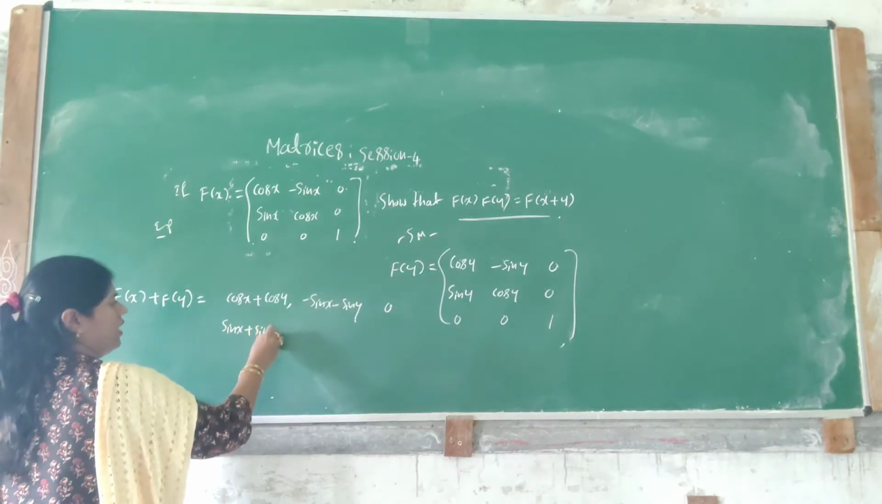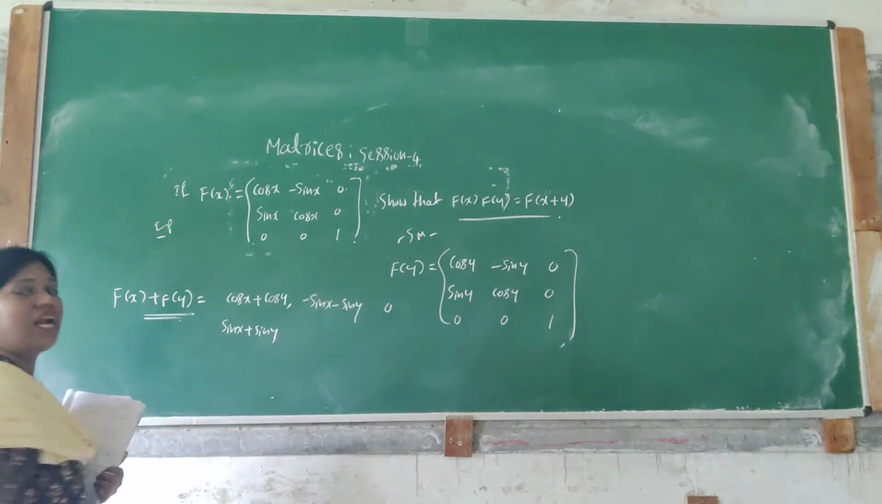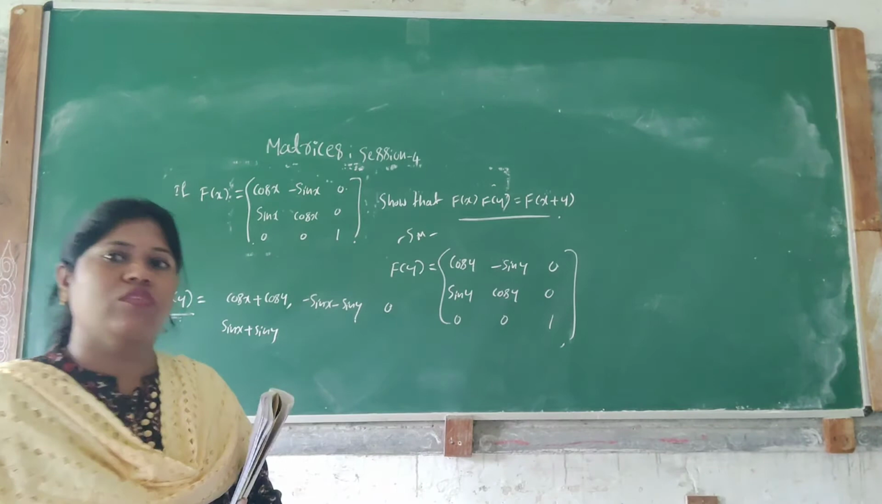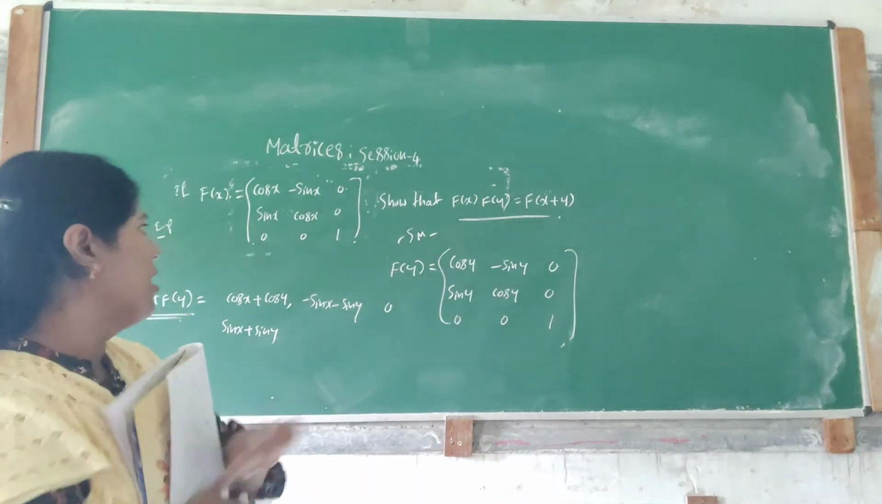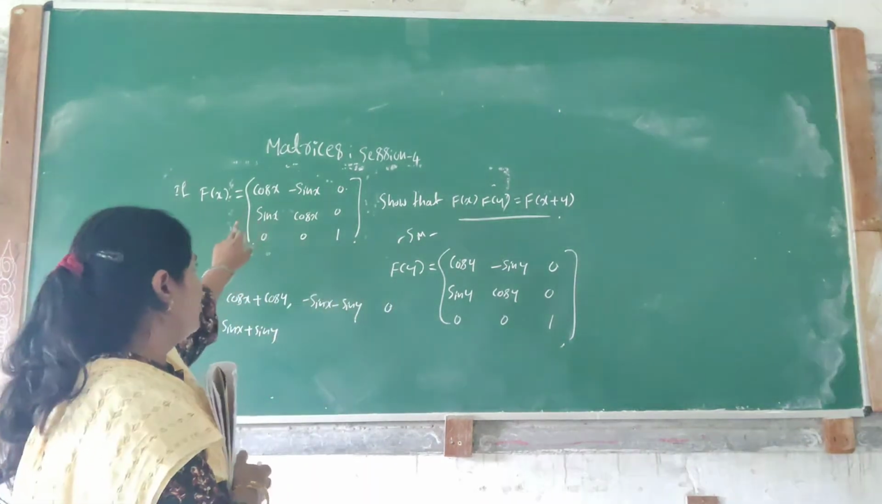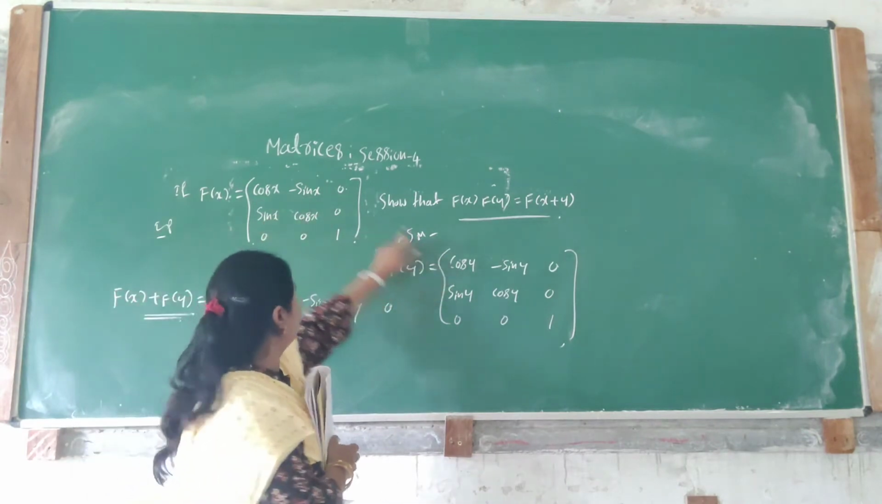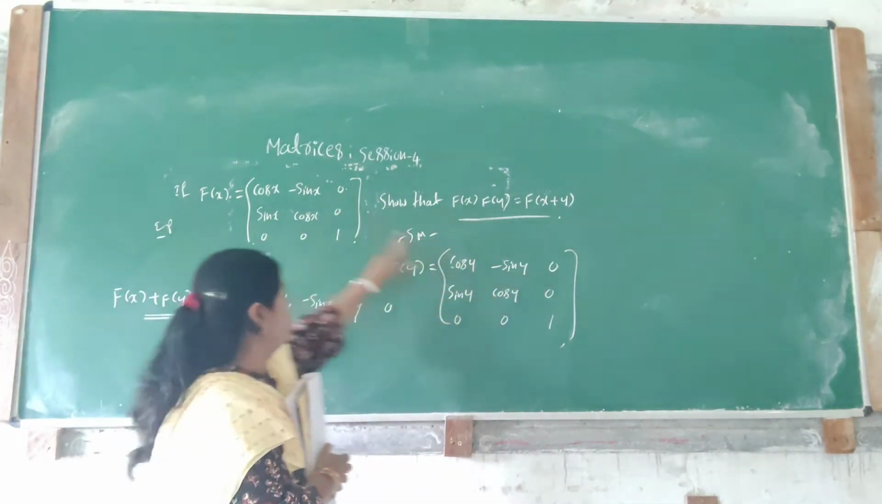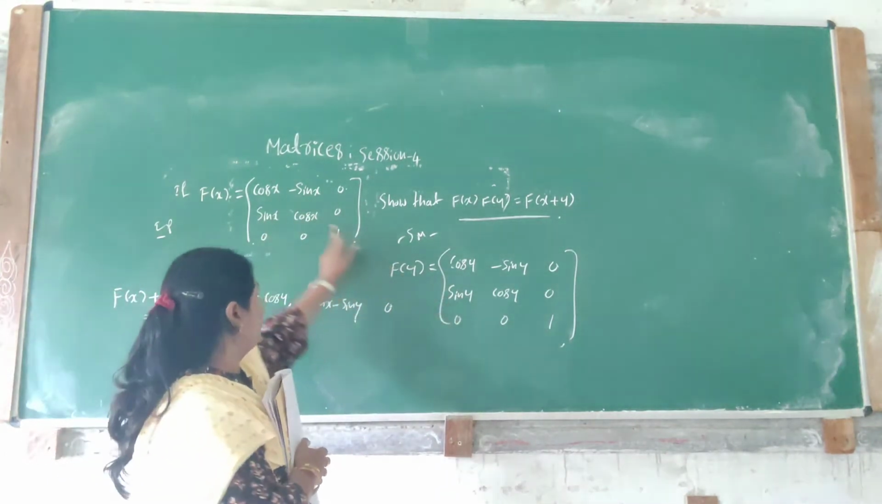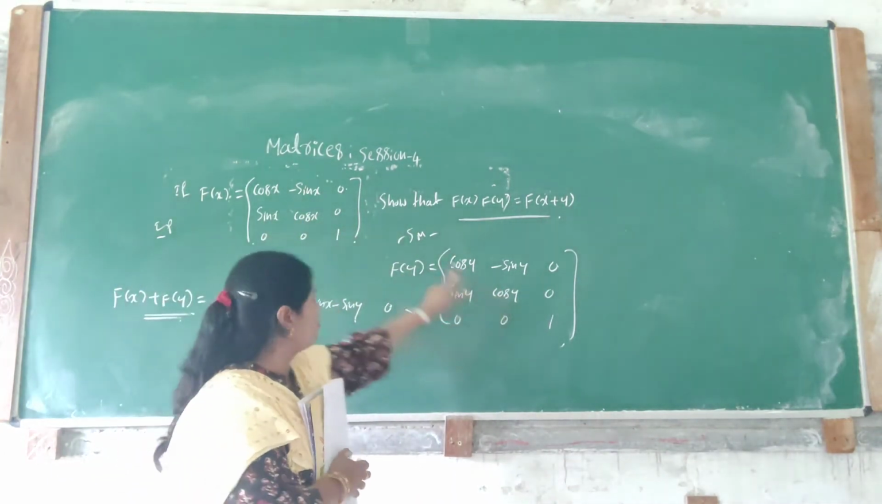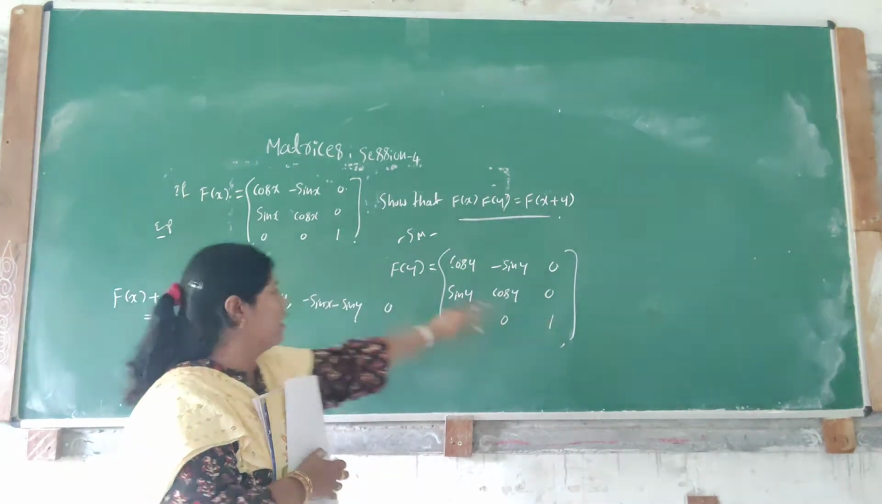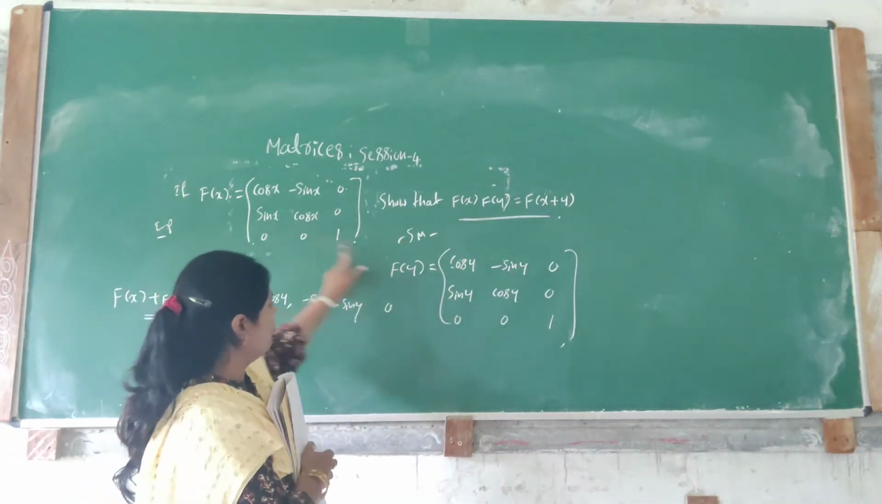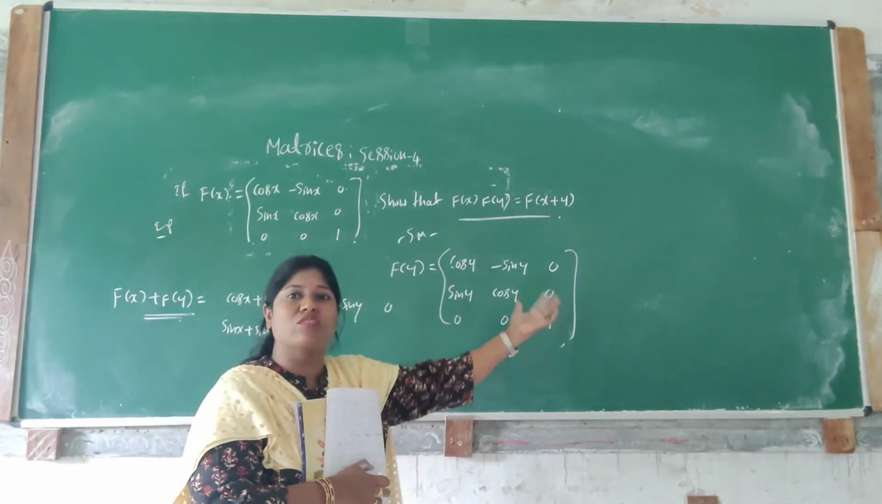Sin x plus sin y. This is the addition of the matrices. We have to add the corresponding elements of both matrices. So this one is corresponding to this one, this one to this one. Cos x is corresponding to cos y, 0 to 0, 0 to 0, 0 to 0, 1 to 1. We have to add.